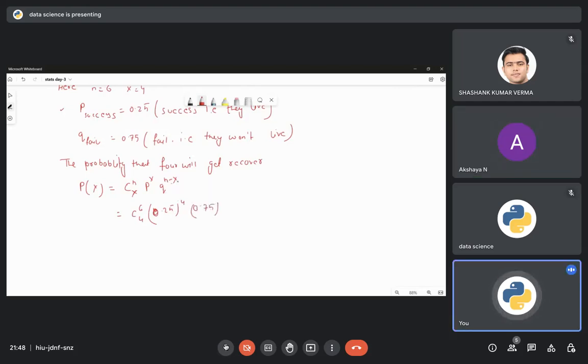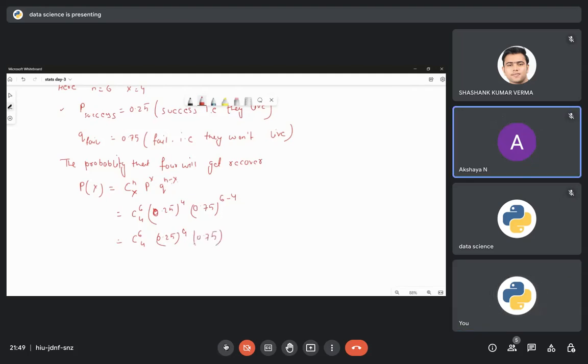And n minus x. n is what? 6. And x is what? 4. So if I write here, C of 6, 4, and 0.25 to the power 4, into 0.75 to the power 2, the whole square. Yes or no? Yes, sir.